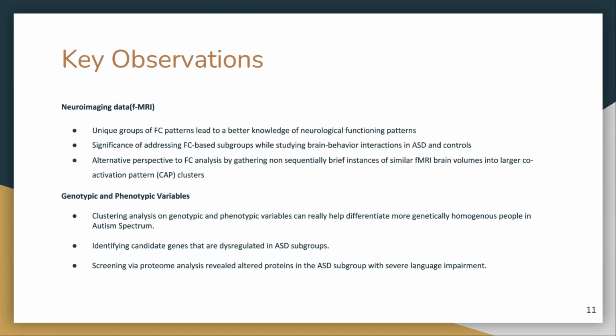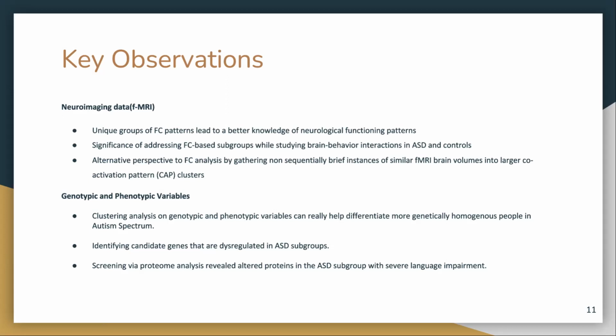Now I'm going to discuss some important findings from the papers we reviewed. In 3 of the studies on neuroimaging data, researchers highlighted how k-means clustering and hierarchical clustering algorithms were utilized to detect distinct patterns of functional connectivity of regions of the brain in individuals with ASD and controls using resting state fMRI data.